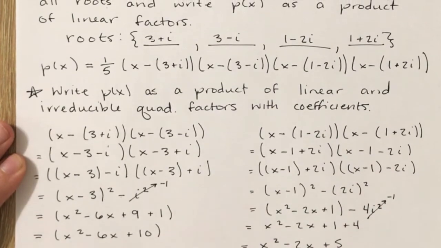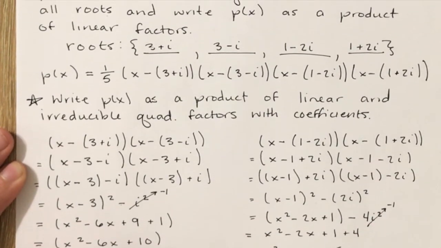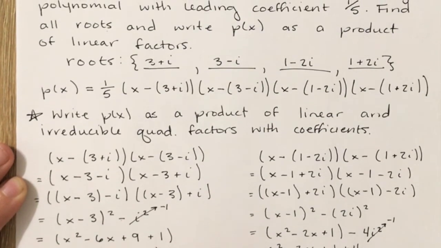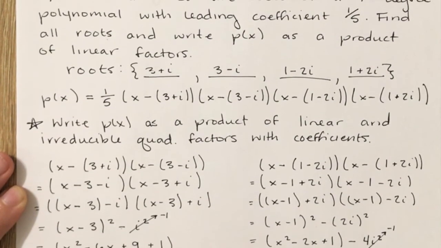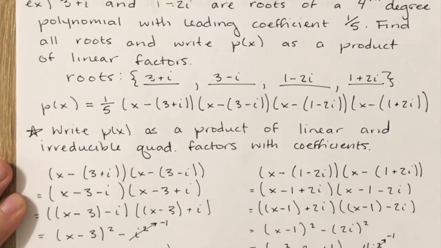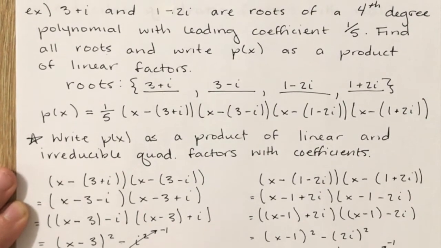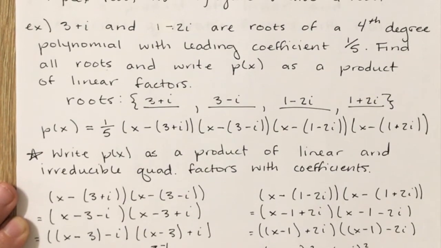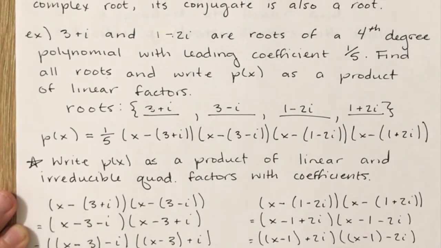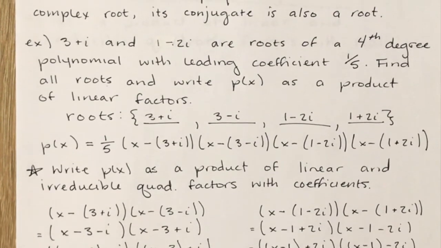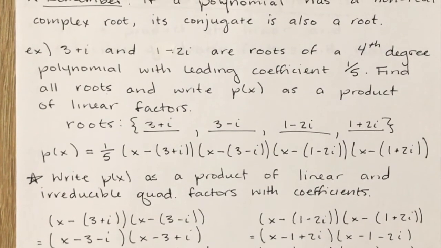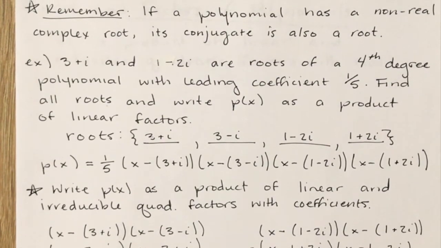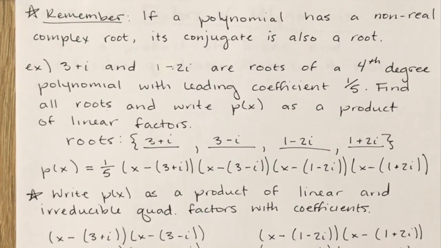So now we have p of x is equal to 1/5. Instead of writing x minus 3 plus i times x minus 3 minus i, we have shown that that is equal to x squared minus 6x plus 10. And then next, instead of writing x minus 1 minus 2i and x minus 1 plus 2i, we have shown that that's equal to x squared minus 2x plus 5.